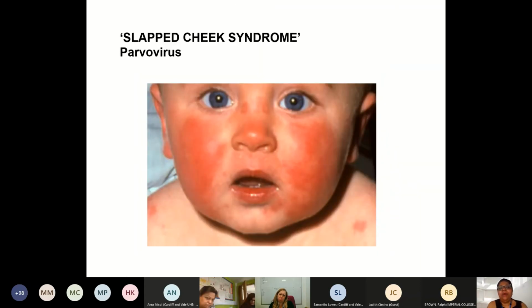Okay, parvovirus, the slap cheek syndrome, is an important thing. If a child with sickle cell has that, it can stop blood production from the bone marrow and cause a huge problem for them. If any child in school has slap cheek syndrome, then you need to inform the parent of the sickle cell child that somebody in school had it, so they can keep an eye on their child, and if anything happens, get them straight to hospital, knowing that there's been slap cheek syndrome in school.